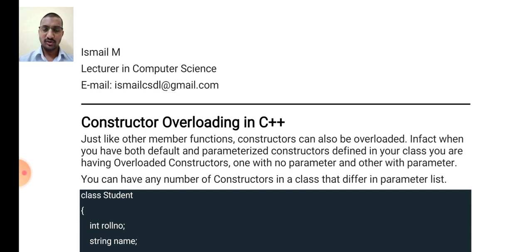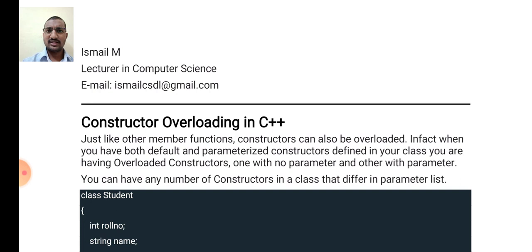Then what is constructor overloading? If you have more than one constructor defined within a class, then it is called constructor overloading. In fact, when you have both default and parameterized constructors defined in your class, you have overloaded constructors, which are one with no parameter and the other with parameters. You can have any number of constructors in a class that differ in parameter list.